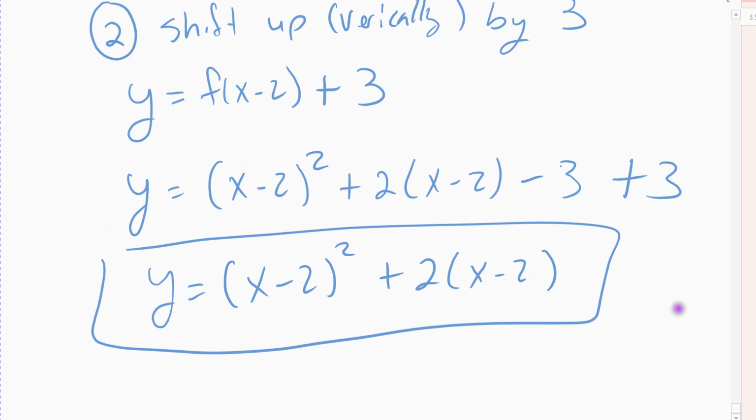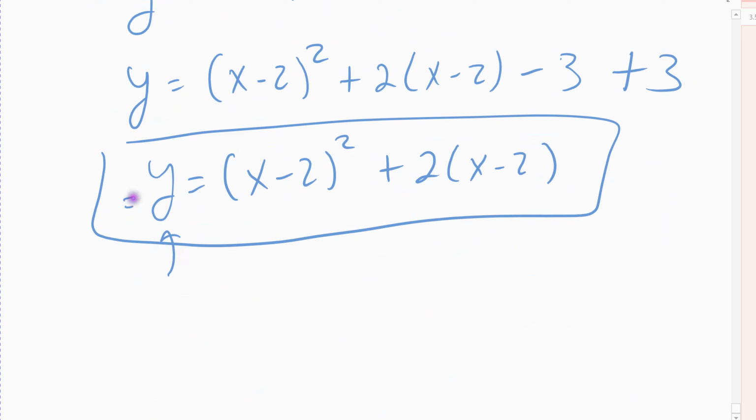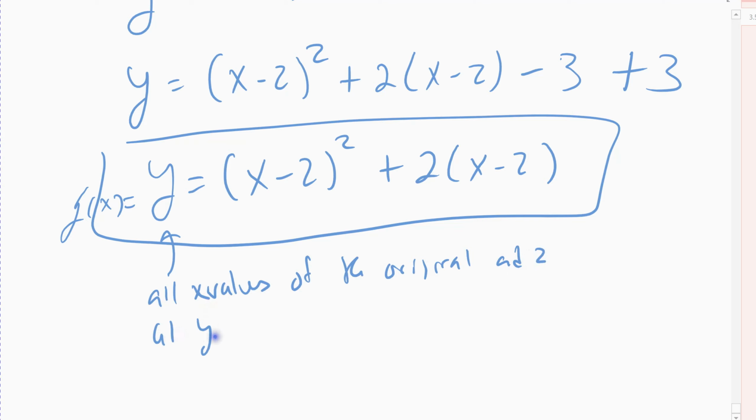If you graphed this, it would maybe be g of x, if I wanted to call it by a different name. It would be that original function shifted to the right 2 units and up 3 units, meaning all x values of the original you would add 2 to, and all y values of the original you would add 3. Every single point on the original graph of the function has 2 added to its x value and 3 added to its y value. And like I said, I'm not going to actually graph it, but that is what would happen graphically.